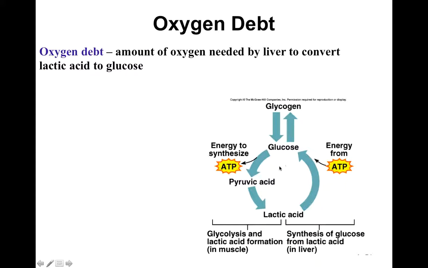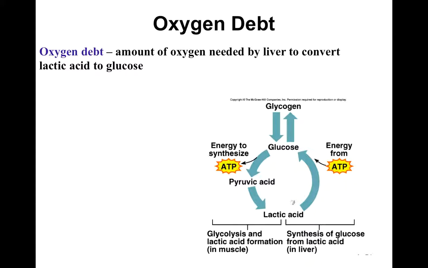Okay. And oxygen debt is what happens when we exercise or we do something and we can't deliver enough oxygen to the muscles. And when that happens, we go into a pathway called lactic acid fermentation. Lactic acid fermentation is when we can't do the electron transport chain because there's no oxygen available.